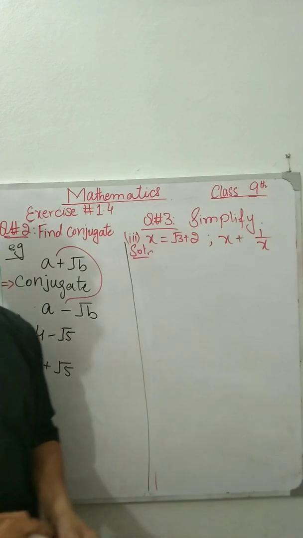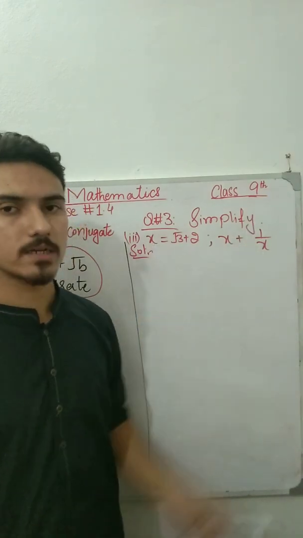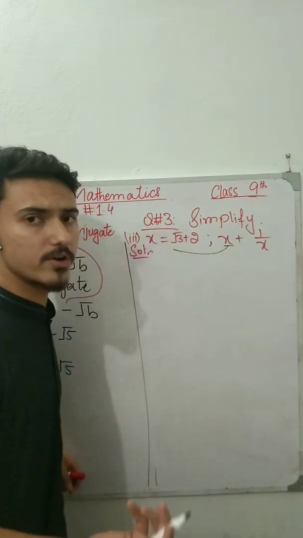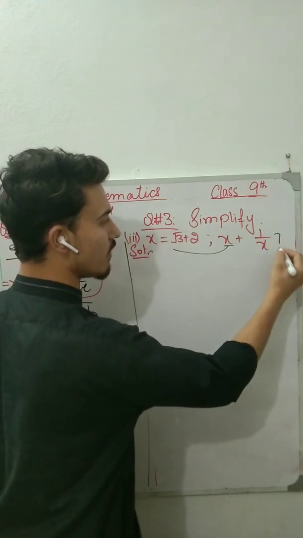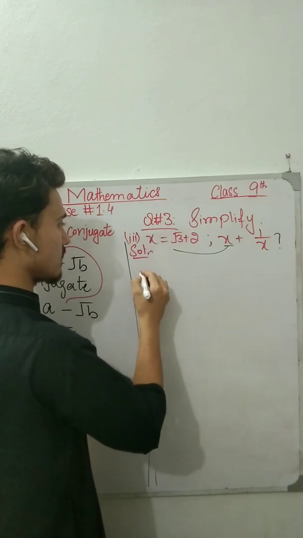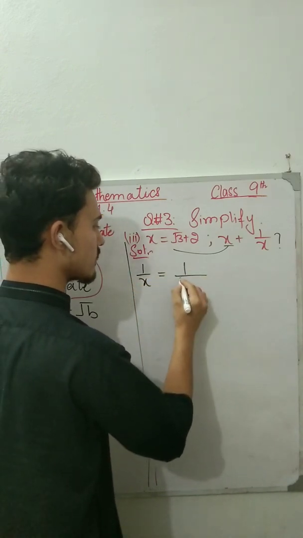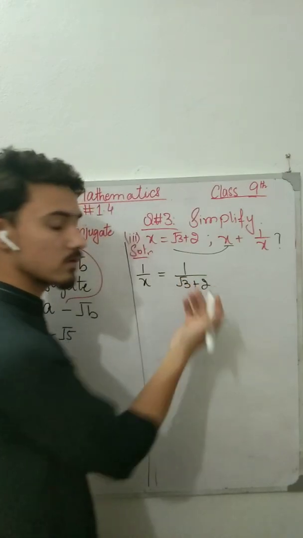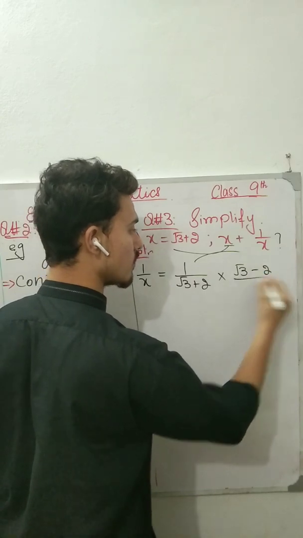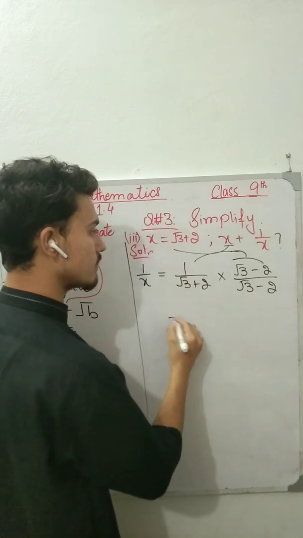In the given question, I have been given the value of x and I need to find the value of x plus 1 over x. So x is given here. I don't need to find it. I need to find 1 over x, then I will add both of them. Solution. I'm going to find 1 over x, which equals 1 over square root of 3 plus 2. I just put the value. Multiply by square root of 3 minus 2 over square root of 3 minus 2.